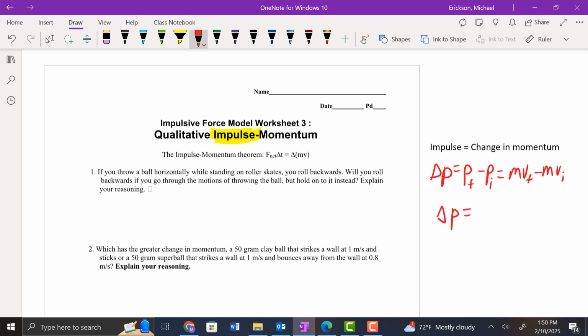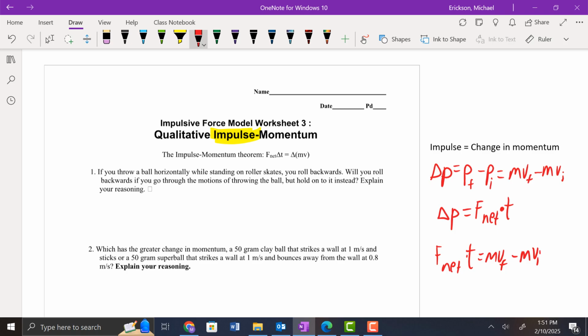We can also relate it to F net times t. And I'm not going to break down how you get this, but it's basically reusing Newton's laws, and we're going to see all three of Newton's laws involved in these problems again. Now, if you want to cut the middleman out, you can say these delta P's are equal, so F net times t is equal to mv final minus mv initial.